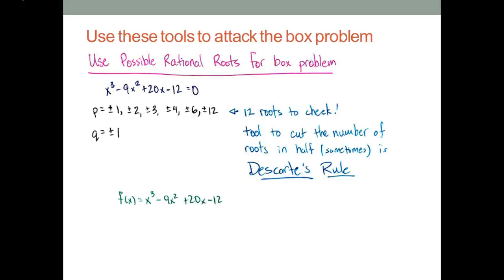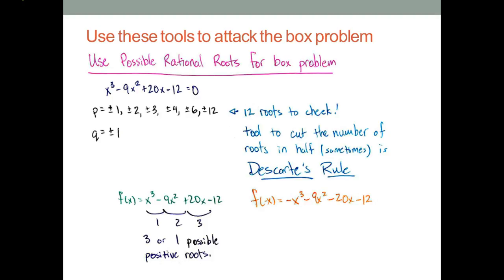So we're going to take the original function, we're going to count the number of sign changes. 1, 2, 3 sign changes. That means I have 3 or 1 possible positive roots. Now for f of negative x, remember any odd number indexed term is going to change its sign. So both the positive x cubed and the positive 20x are going to change both to negative. And that's awesome, because you can see in the orange there are no sign changes, so there's no negative roots. That means all of these possible roots that we have to check, I only have to check the positive numbers. Now I only have to check 6 of them. It's a heck of a lot better than 12.